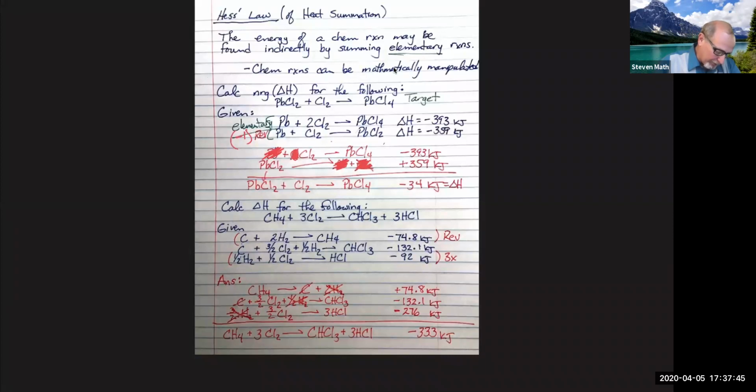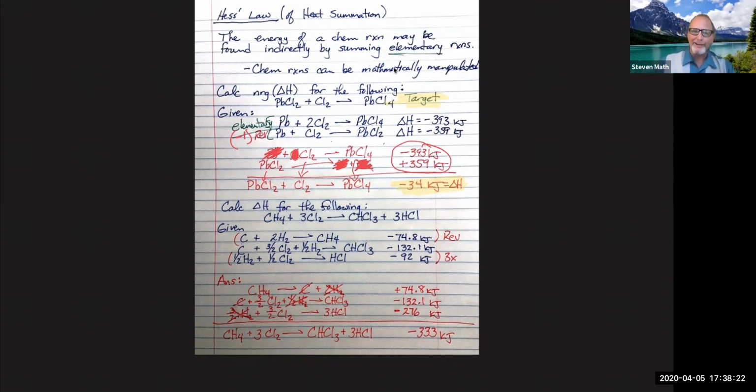So bring the PbCl2 plus Cl2 makes PbCl4. And if I add a negative 393 and a positive 359, I'm going to get a negative 34 kilojoules. And that's my answer. What was the energy of this as my target reaction? Negative 34 kilojoules. So we can manipulate equations and manipulate energies and calculate delta H.